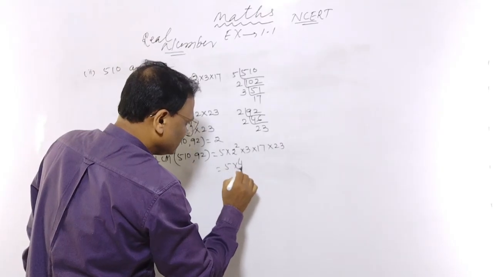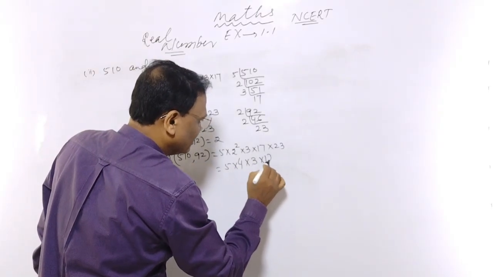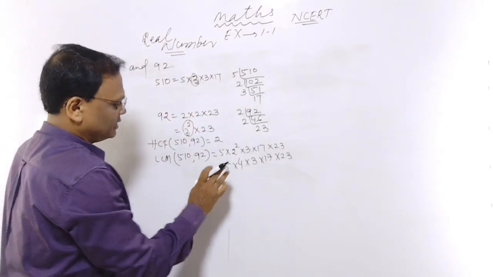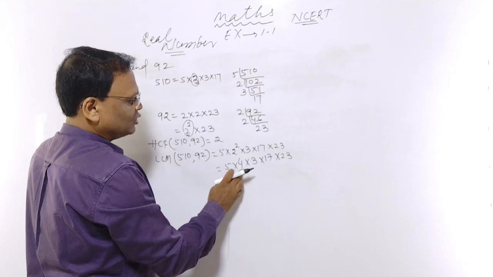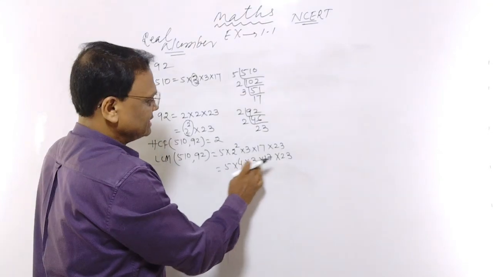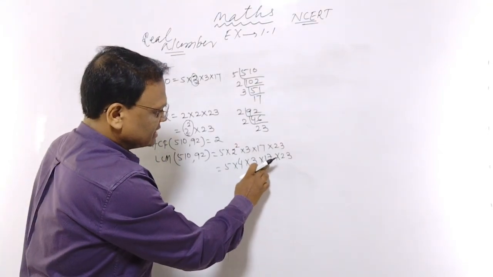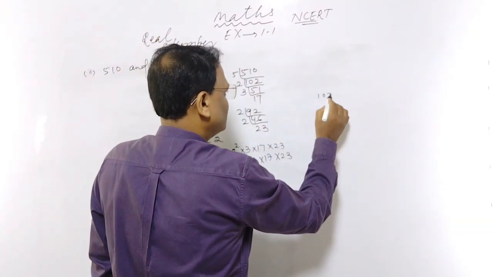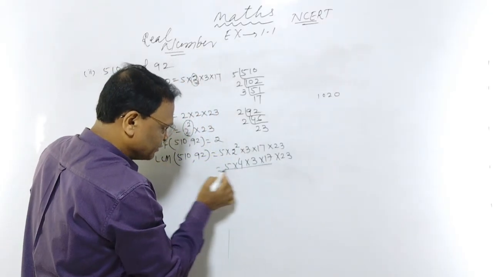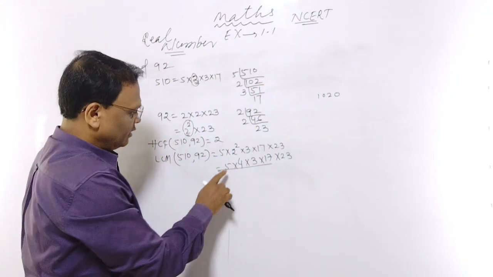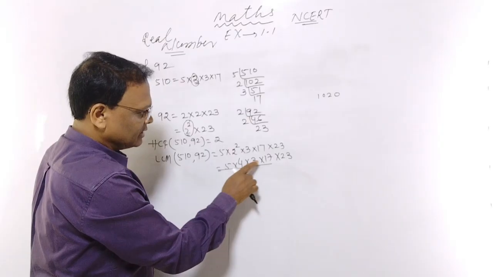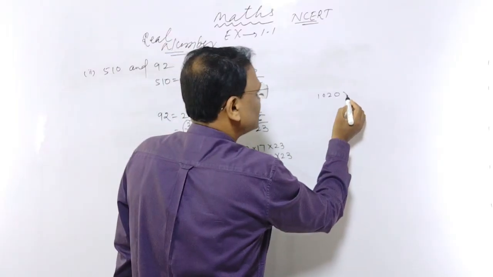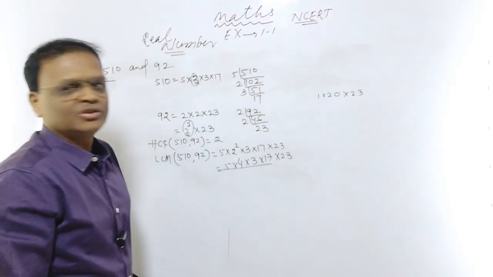5 twos are 4, into 3 into 17 into 23. Let's multiply and see. 5 fours are 20, 20 threes are 60. Okay, 60 into 17. 17 sixes are 102, 1020. Up to here I am getting this answer. Now I have to multiply this with 23.